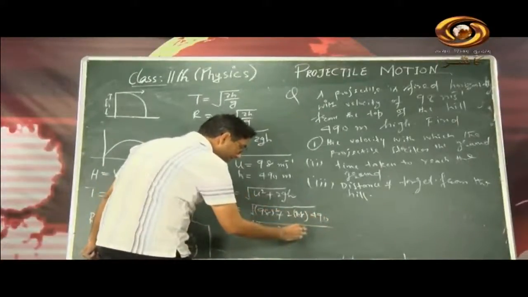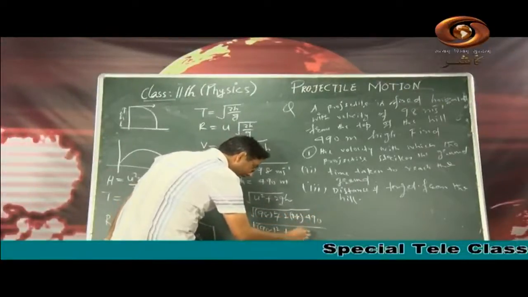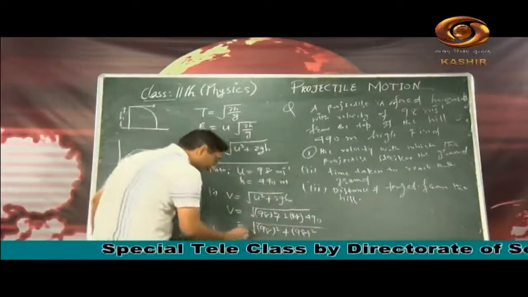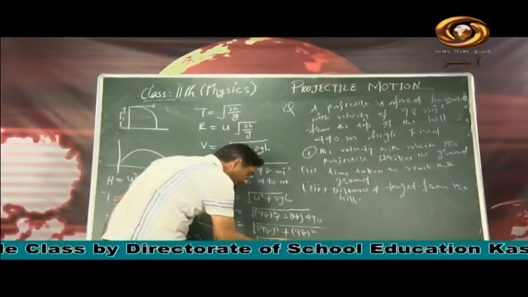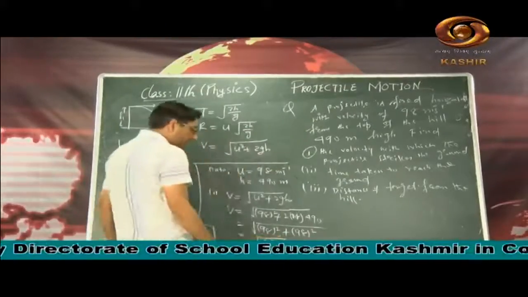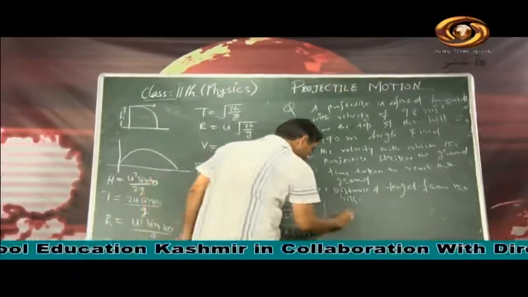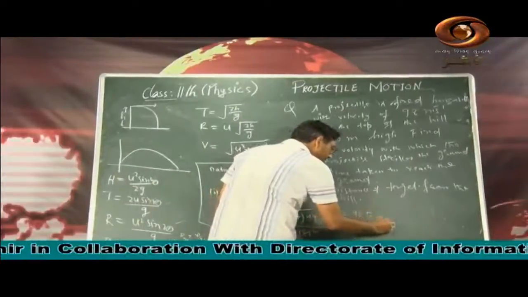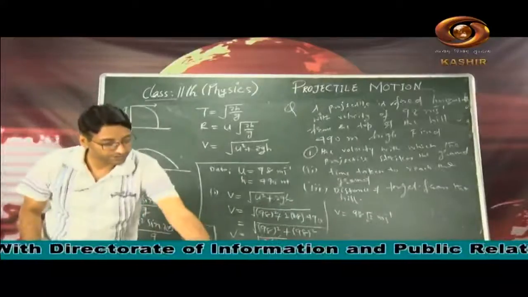So this is 2 into 49, 2 9s are 18, 2 4s are 8, to 98. So 98 whole square, this will again become 98 whole square. This is equal to under root of twice 98 whole square. The square and root will cancel, so it is root 2 into 98. So v is equal to 98 root 2 meter per second. This will be the velocity. So we have got the final velocity. Part number first solved.